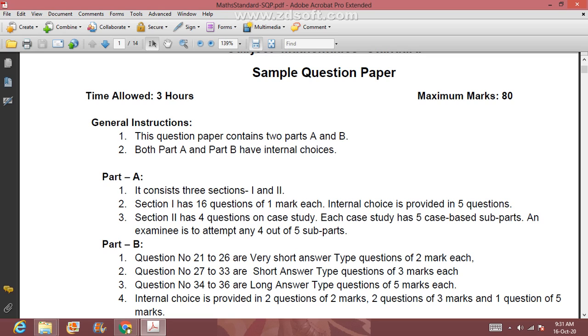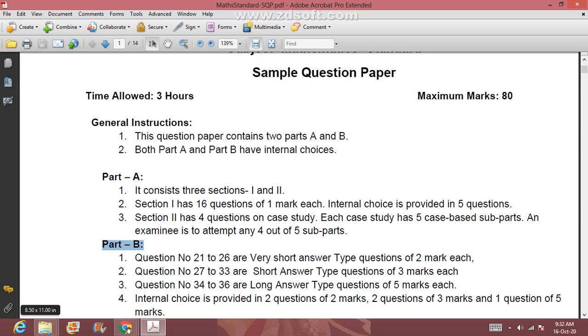Here are the general instructions. Mainly, this question paper is divided into two parts. First one is part A, and the second one is part B. These are the two parts in which it is divided. Previously, in the previous question paper pattern, there were four sections: Section A, Section B, Section C, Section D.